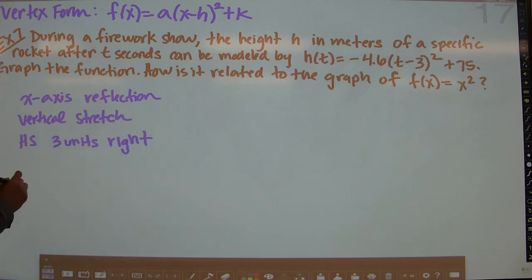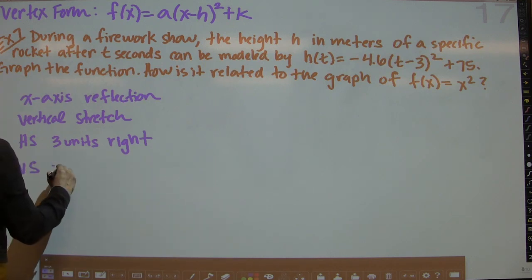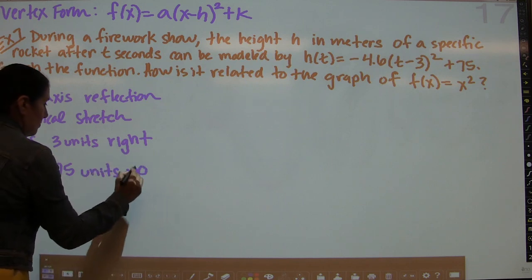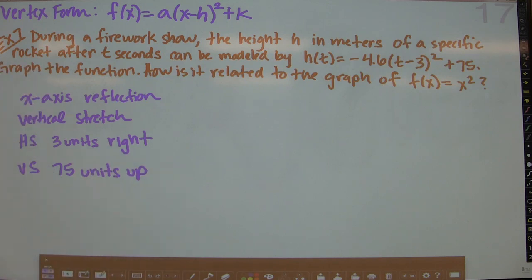And then lastly, we have the 75. The plus 75 is going to be a vertical shift of 75 units up. So when you do graph this function, it should be shifted 75 units up. So the vertex of the graph should be at 75 on the y-axis. The horizontal shift should be shifted 3 units to the right. A vertical stretch means it should be a lot skinnier than the original x squared graph. And it should be upside down with the x-axis reflection.